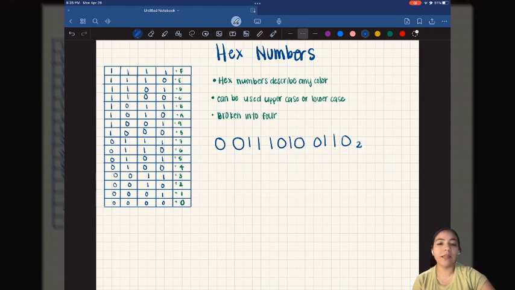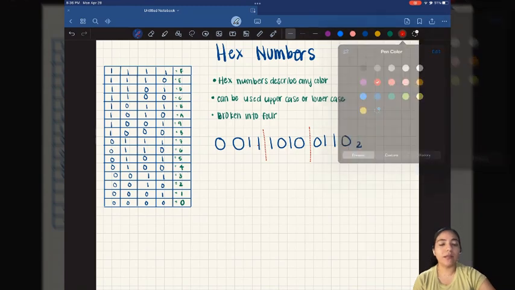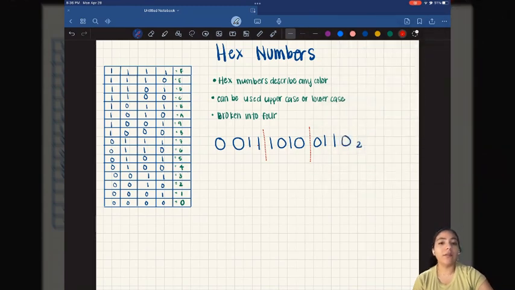We are going to be looking at this binary number, 0011 1010 0110. Unlike the octal numbers, the hex numbers are going to be broken up into groups of 4. As you can tell, we started off on the right, so we broke that up into 0110 and so forth. And just like the octal numbers, we are going to match those to our hex number conversion table.